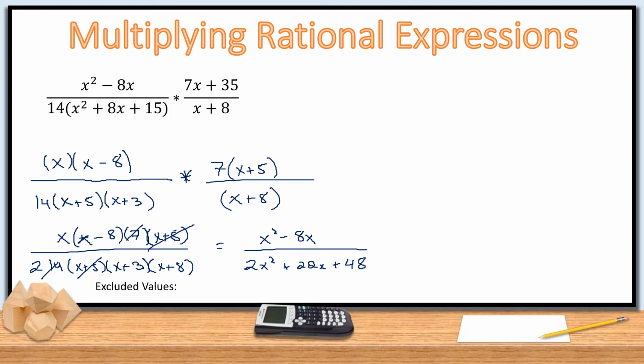So we know excluded values, x is equal to -5, so that would have been a hole in the graph. And then we would have had asymptotes at -3 and -8. So the other values of x that would cause the denominator to be 0.